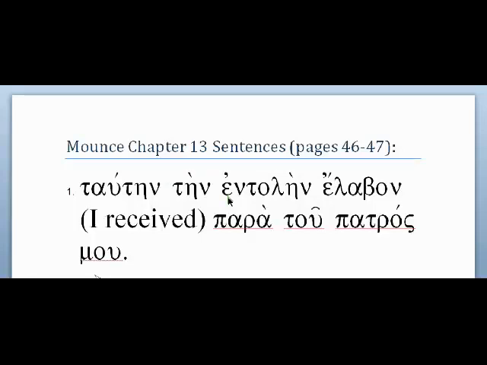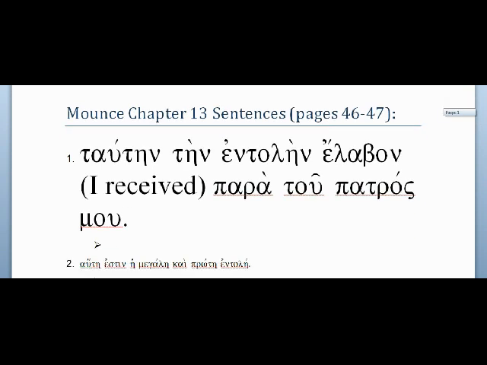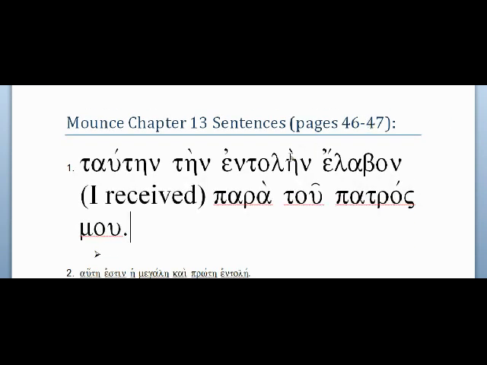All right, here we are in chapter 13 of Mounce Basics of Biblical Greek, and now we're looking at demonstrative pronouns, so you can expect to see plenty of those in the sentences here. If you look at sentence number one, what you're going to notice is you've got a demonstrative pronoun, the very first word in the sentence, and you know that because it starts with a tau, and it looks almost like an autos kind of thing, but again with the tau in the beginning.